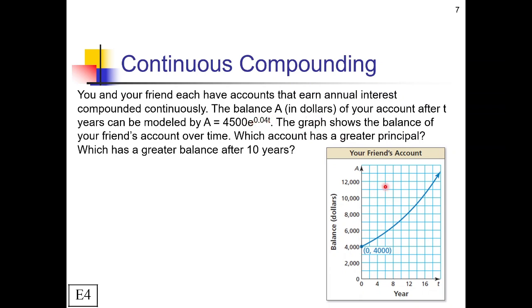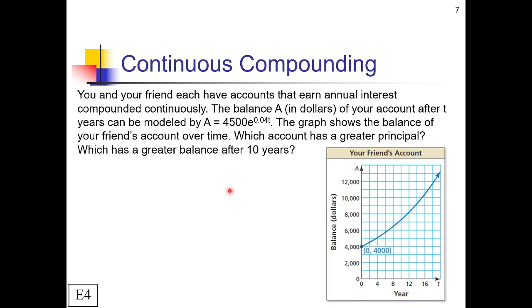Now the graph here is showing the balance of your friend's account over time. So we have a function representation for your account and a graphical representation of your friend's account. We want to know which account has a greater principal, that's the starting amount, and which has a greater balance after 10 years. So pause the video and see if you can figure out the principal and 10-year balance for you and your friend, and then we'll bring it back and talk it over.